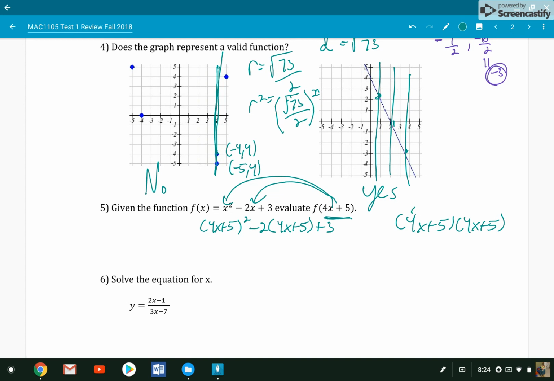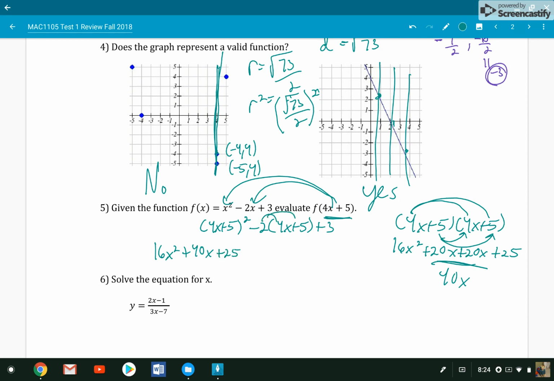So I need to FOIL this out. 4x times 4x is going to give me 16x squared. 4x times 5 will give me a plus 20x. 5 times 4x, another plus 20x. And then 5 times 5, a plus 25. So when I combine these terms in the middle, I'm going to get a 40x there. And so I'm going to have 16x squared plus 40x plus 25.